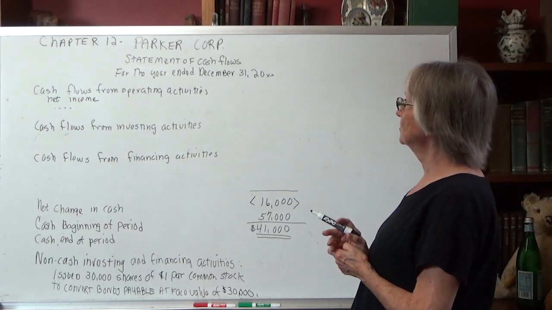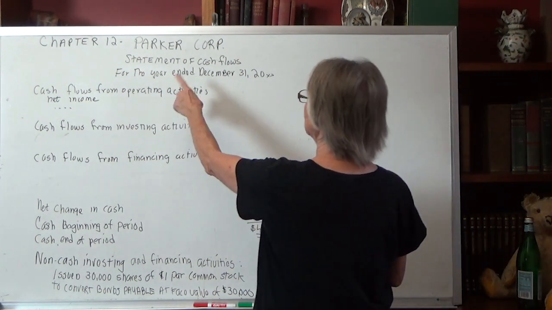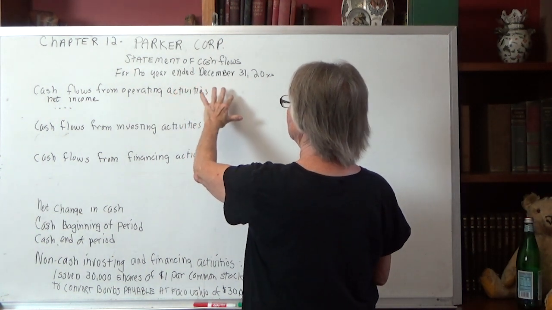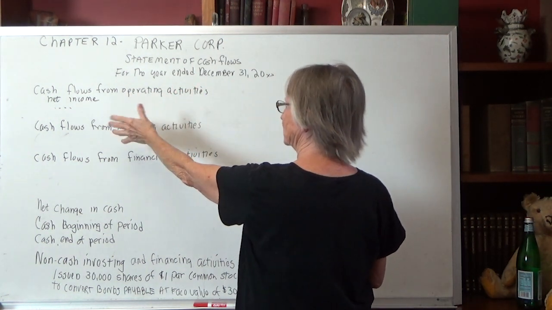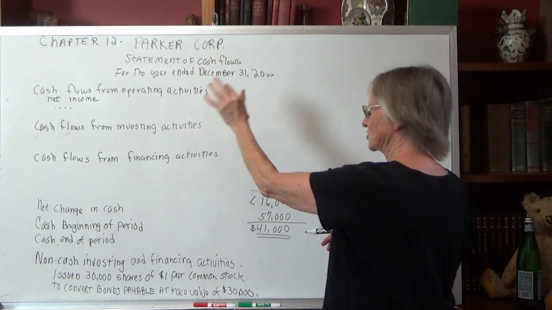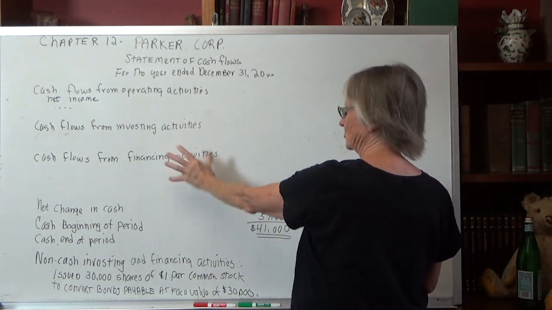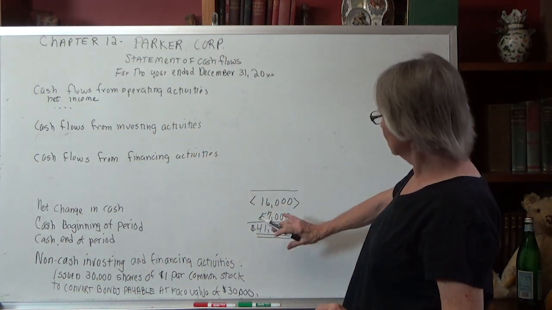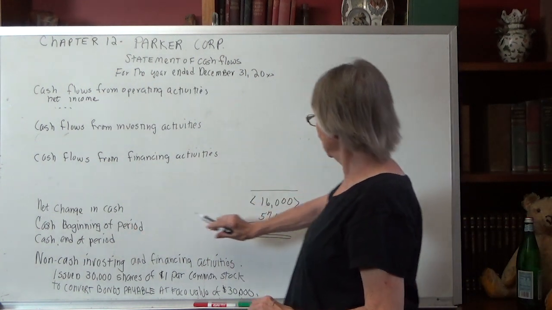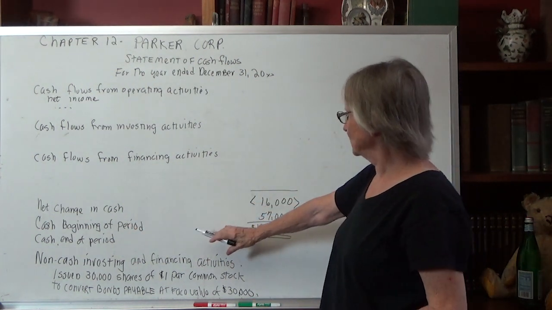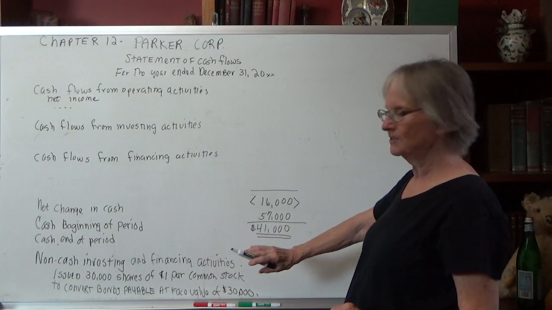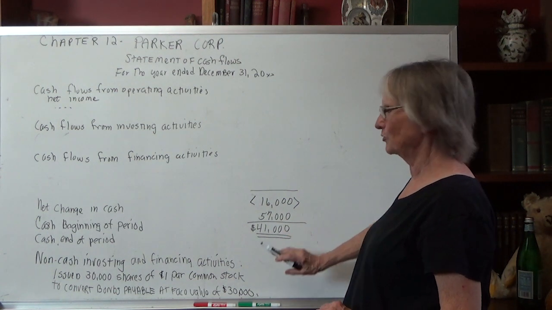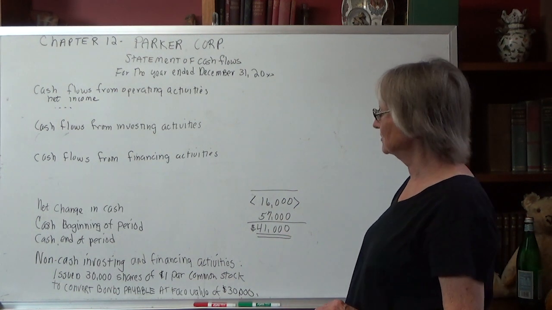So for the Parker Corp, we've got the statement of cash flows, and our operating activities. We do the net income, we do the adjustments, we do all the totals and all of that stuff. And eventually we come down to the bottom where we get to the net change in cash. We add the cash at the beginning of the period. We get to hopefully the right amount for the cash at the end of the period.